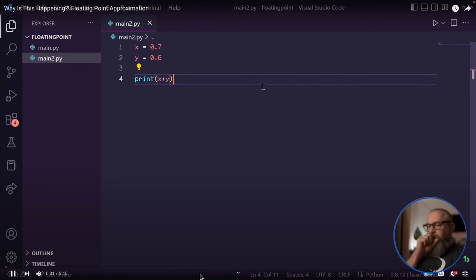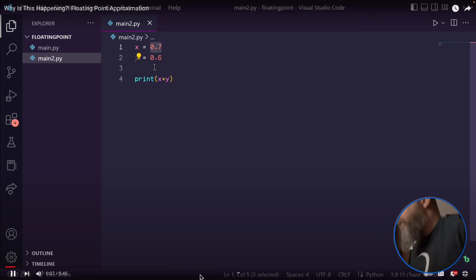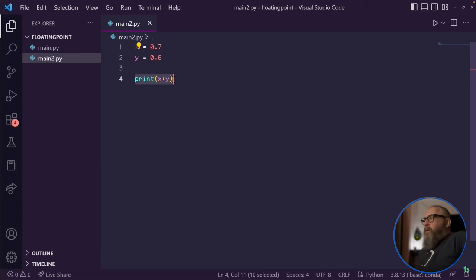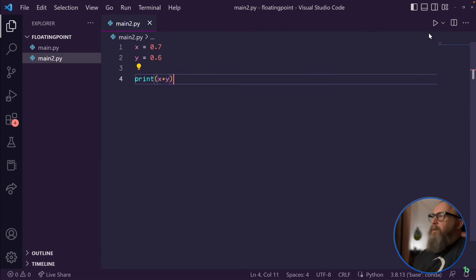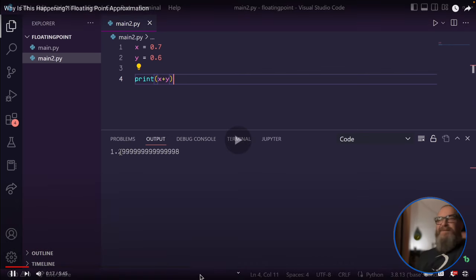Hey everyone, have you ever encountered this while programming? Let's say I have two variables here, x and y, where x is 0.7 and y is 0.6, and then I try to print x plus y down here. Well, we can run this, and we're going to expect 1.3, except we don't get that. What the heck is all that? This 1.2999 repeating. Well, that's not right. So what's going on here?